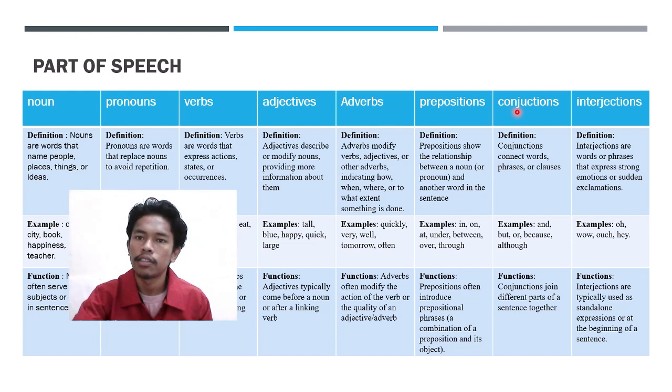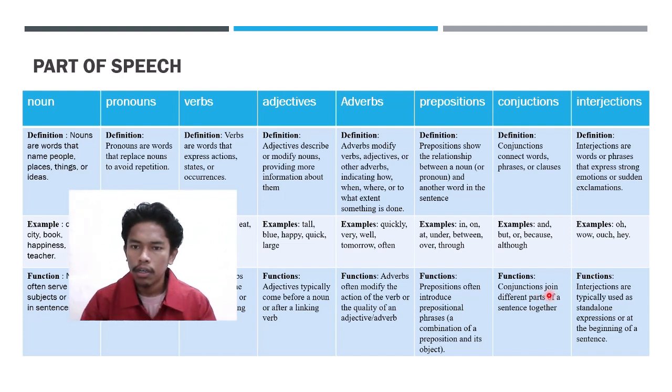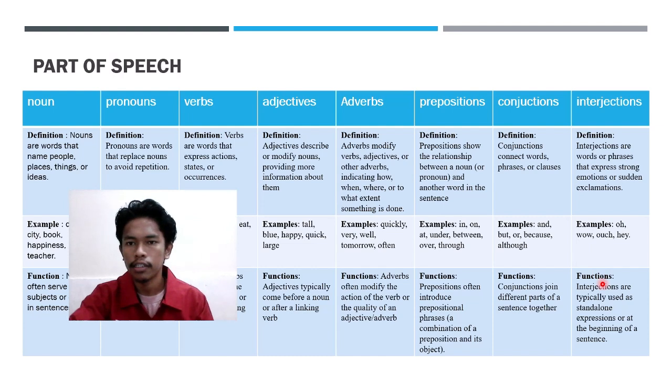Okay, next, conjunctions. Here is the crucial one. Conjunctions connect words, phrases, or clauses. Examples: and, but, or, because, although, and so on. Of course, the function is to join different parts of a sentence together, so it makes sense and is well arranged.